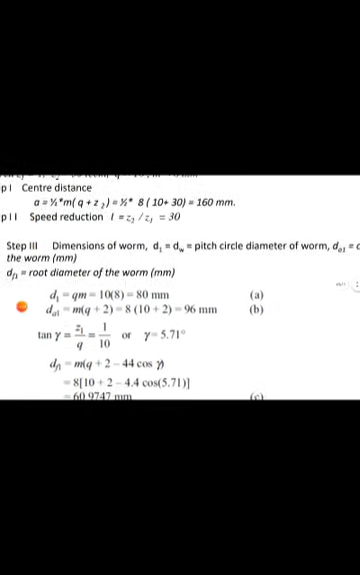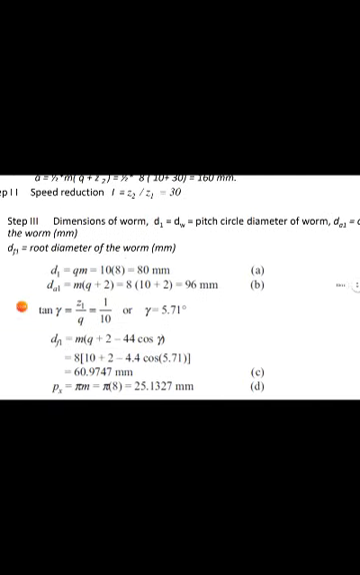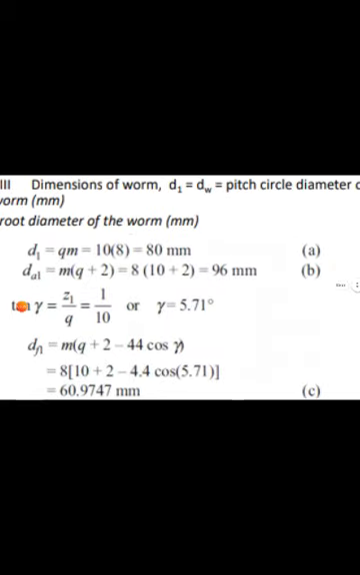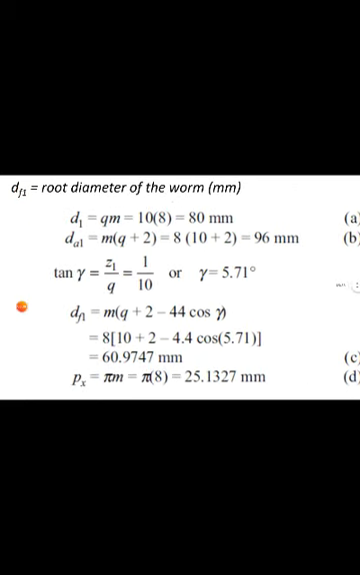Then you have to find out the dimensions of the worm. First you will find out the pitch circle diameter of the worm with the help of the classic formula. Pitch circle diameter is module into diametral quotient, so it becomes 80 mm, and then addendum circle diameter is m into quotient plus 2, that is equal to 96 mm. Then you have to find out the lead angle. Lead angle tan gamma is equal to Z1 upon Q. So your gamma or lead angle is 5.71 degrees.